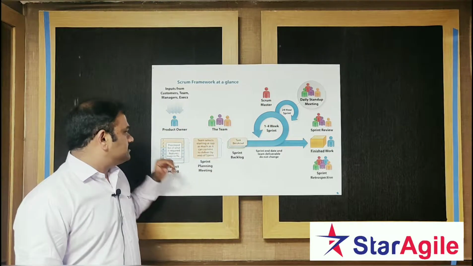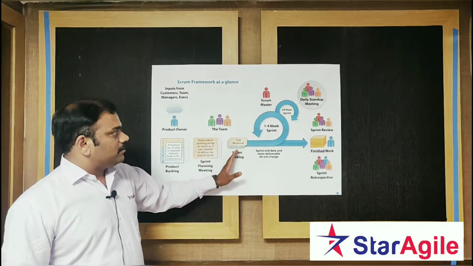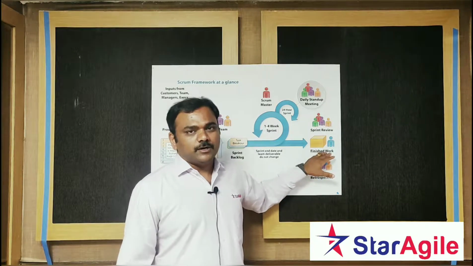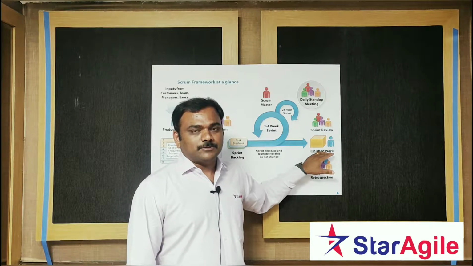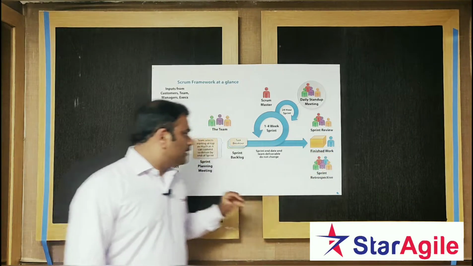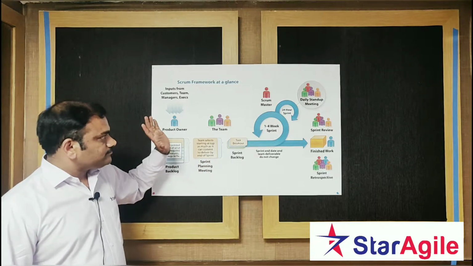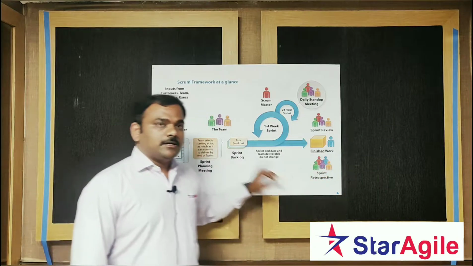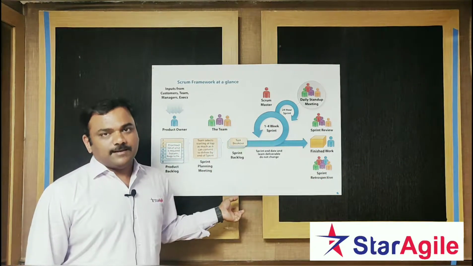And we have 3 artifacts in Scrum. They are product backlog, sprint backlog and product increment, which is shown as finished work here in Scrum. That's called product increment, which means potentially shippable working software, right? And there are 5 events in Scrum. They are sprint planning, daily Scrum, sprint review, sprint retrospective and the sprint itself. Sprint is a container event within which all the other events are happening.